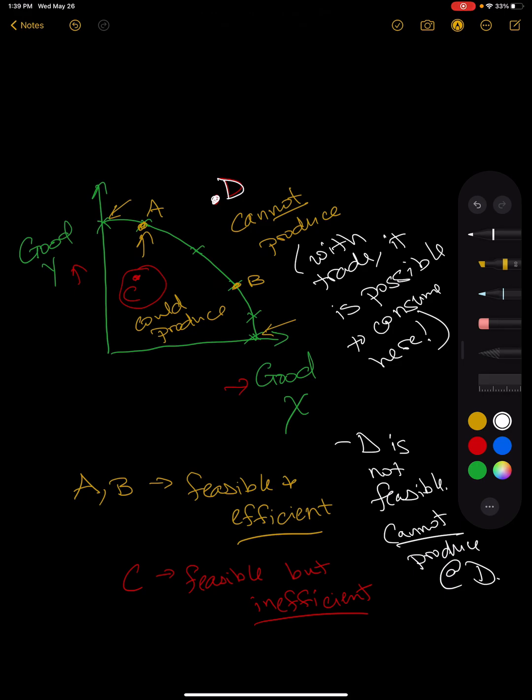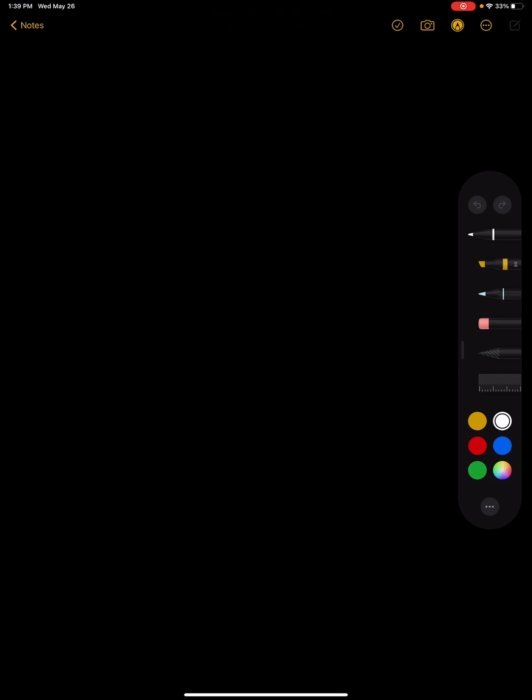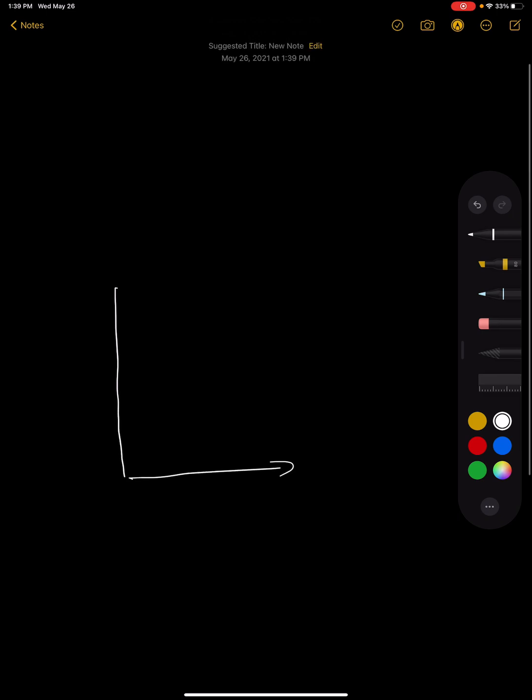So anyways, A and B, feasible and efficient. C, feasible but inefficient. D, it's not feasible. You cannot produce at D. Even with trade, you're not producing at D, but it's possible to consume here, as we'll see in the next charts. The last thing I want to show you is that when we talk about these graphs, let's give you one more here, with good X and good Y.